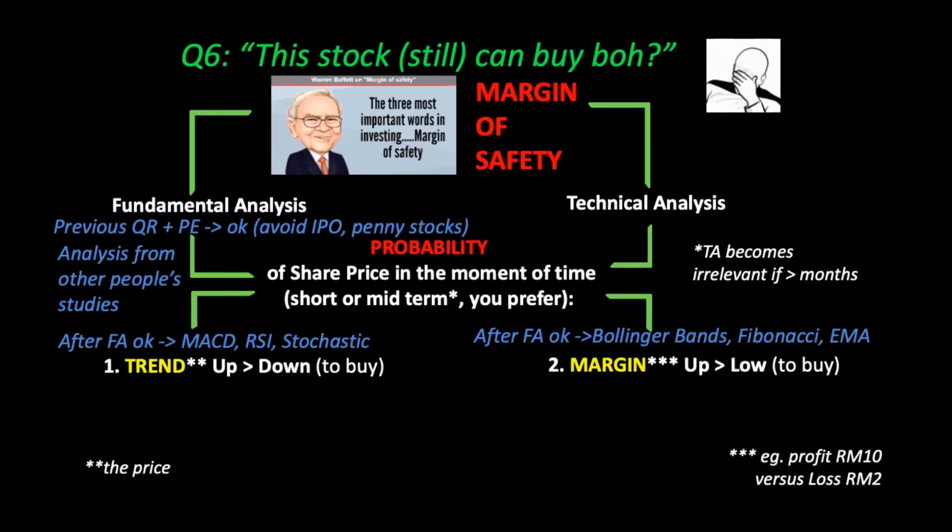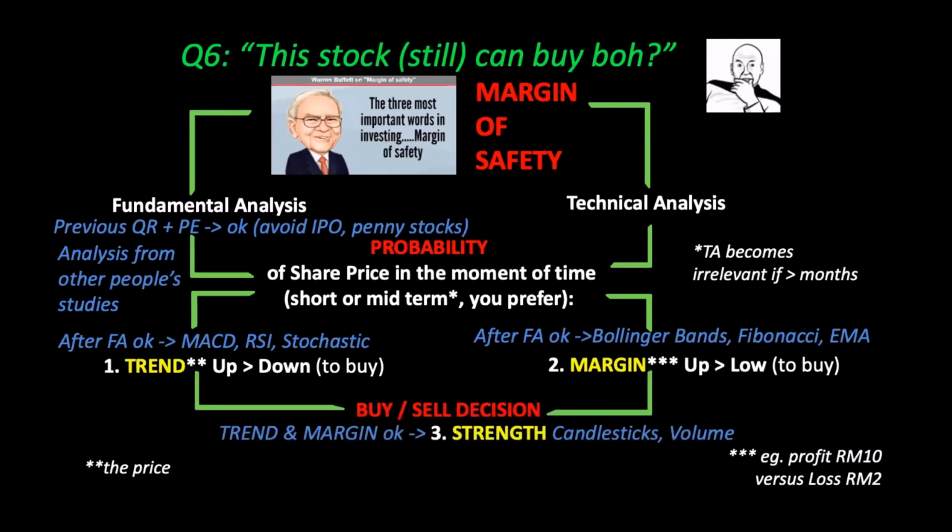I mean, if we profit, we profit 10 ringgit. If it drops, only 2 ringgit. This type of margin is for us to buy. And the last moment, before you click the button, always look into the strength. How strong is the signal, the candlestick and the volume. And you hold or click the button. Okay. So this, I hope you all don't ask stupid questions again. I keep seeing this stupid question because people keep asking me.